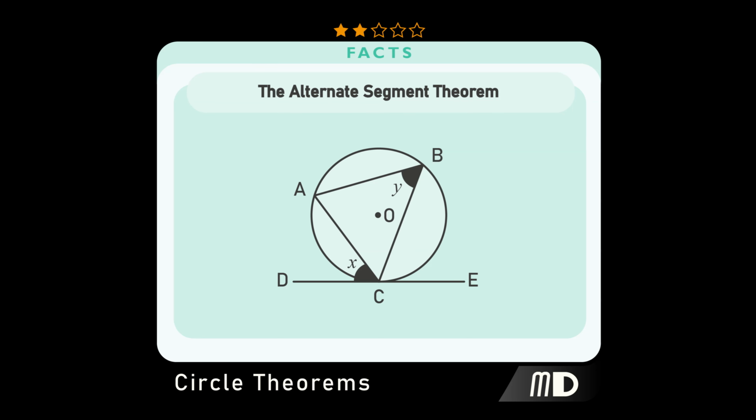We've drawn a circle with centre O and points A, B and C marked on its circumference. The angle ABC, marked Y on our diagram, is the alternate segment of the angle marked X because it's on the other side of the chord AC. And the theorem states that angles X and Y are both equal. In this video, we'll show why X and Y are both equal.